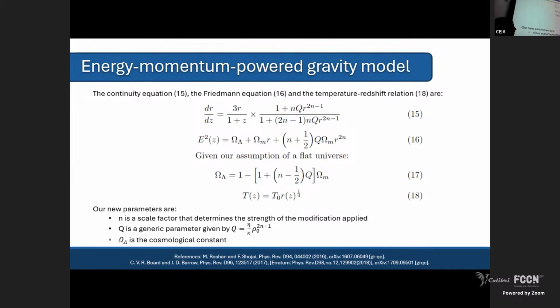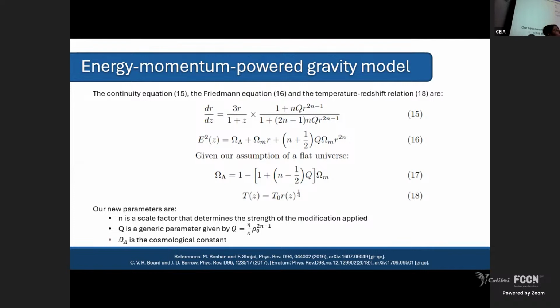Here we have a bit more complicated model, because here we are changing the tensor of energy momentum, which gives us the curvature of the universe. So this model is trying to explain the acceleration through curvature. Now, assuming a flat universe again, it's a small curvature so we can assume this, and Q is a scale factor that determines the strength of the modification applied.